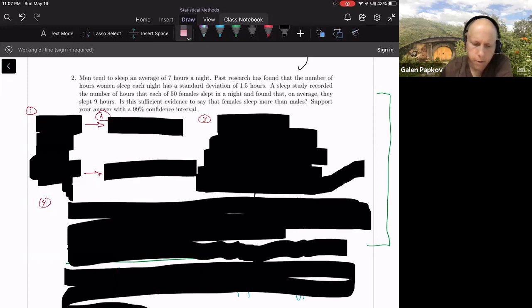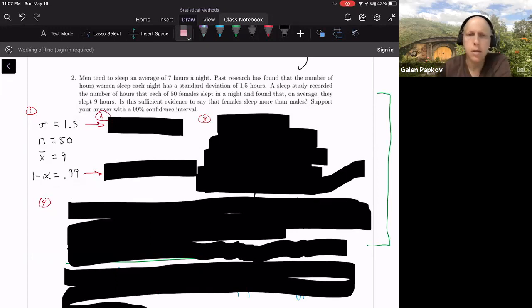All right, so first step. Did you pull out the important information and label it correctly? You probably got n is 50 correct, and 1 minus alpha is 0.99. Hopefully you said that x bar is 9. That's not usually a big issue, but typically 1.5 is the problem. Now, 1.5 is sigma, not s, and that's because it is in the sentence that says past research has found.